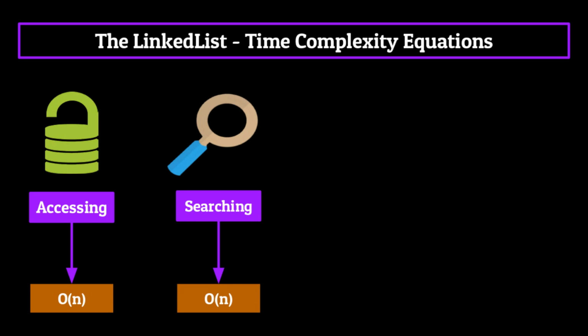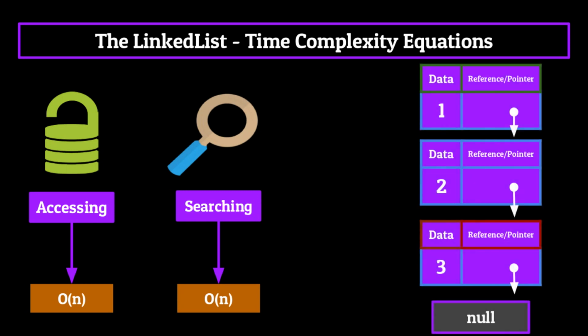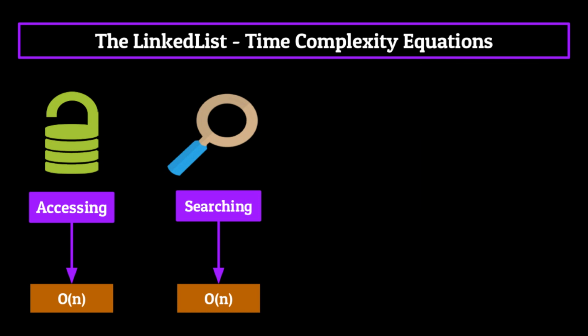Searching is O(n) for the exact same reason. We check a node, and if it's not the one that we want, we use that node's pointer to take us to the next node and check that one. We do this for every node until we either find the node containing the value we want, or get to a node which points towards null, indicating that we've reached the end of the linked list and that the value we're searching for just isn't contained within that particular linked list.